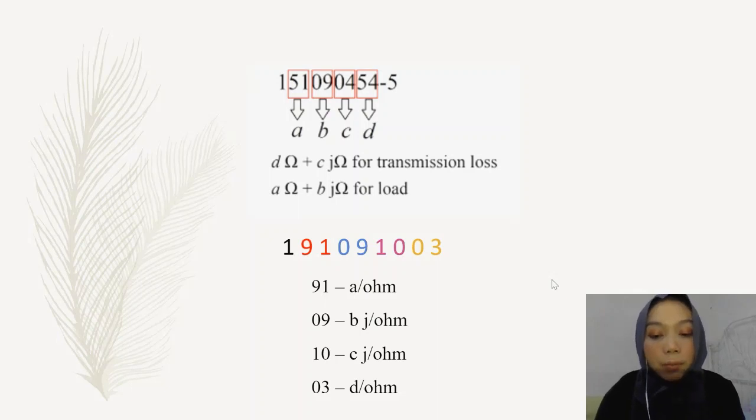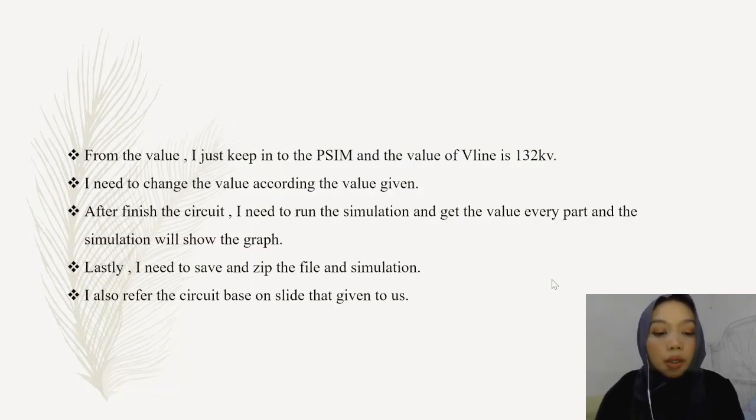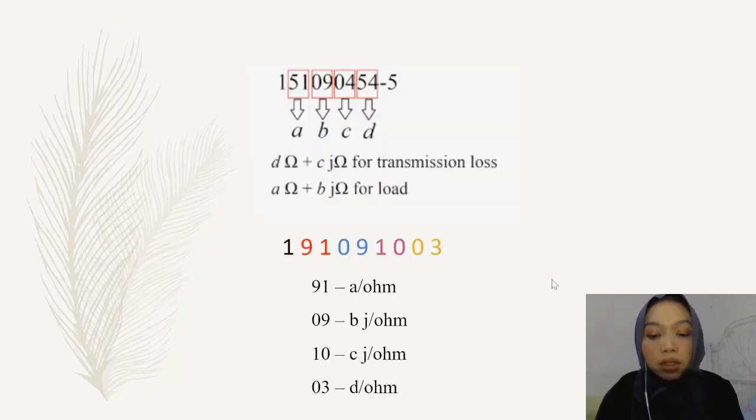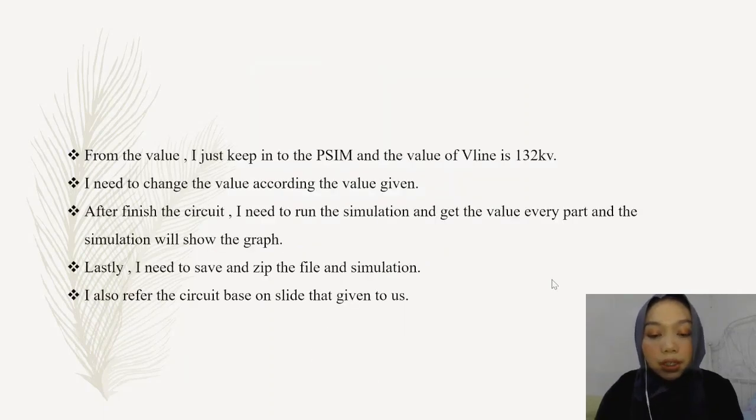As for the data collection for this project, I need to collect the data from my matrix number. The resistance and reactance of the loads are given according to my matrix number 191091003. You can see here, the ones that I bolded with different colors are my values for A, B, C, and D, which I need to use later for completing this project. From the values given, I just key in the values into PSIM, and the value of my line voltage is 132 kilovolt.